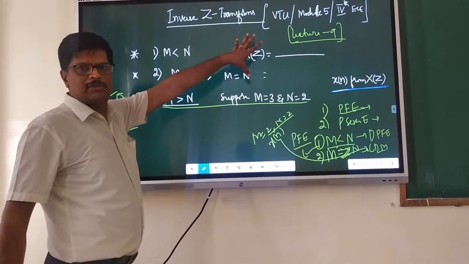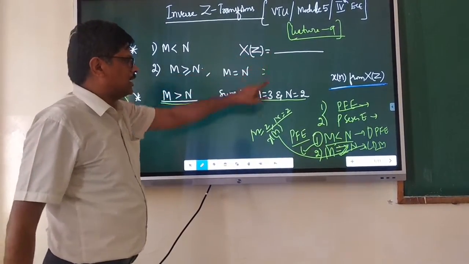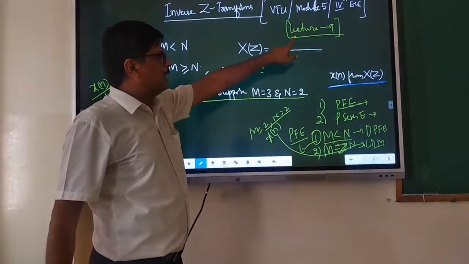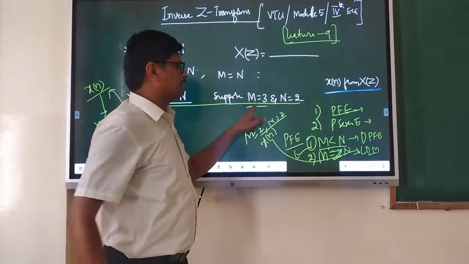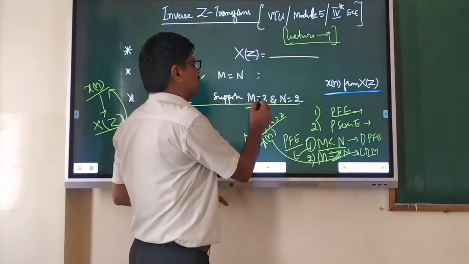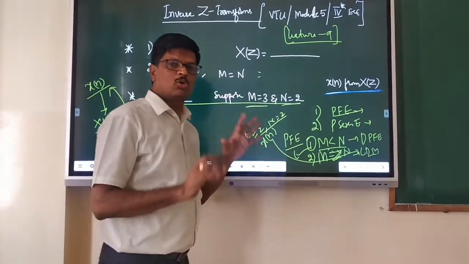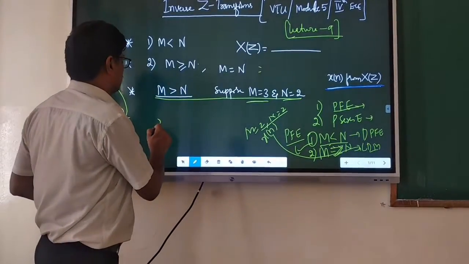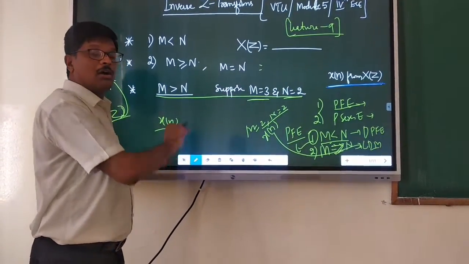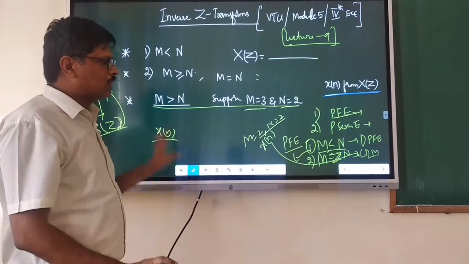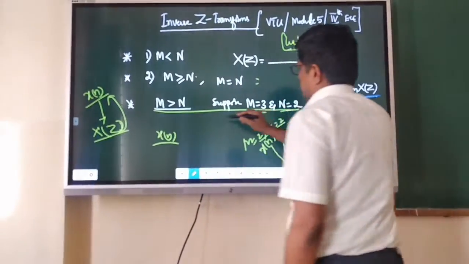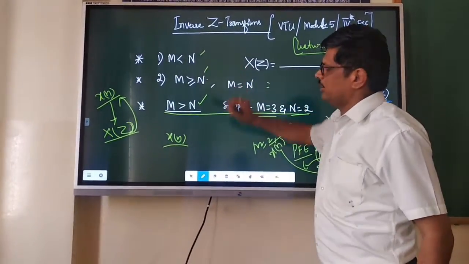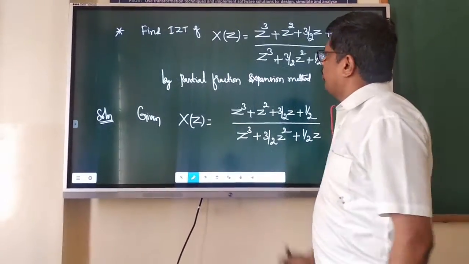Today's topic is a complex transformed sequence X of Z where the numerator power is greater than n, that means m is 3 and n is 2. How do we get back the original signal X of n from such a complex signal? We'll see through one example. Today's topic is this; the other two were done previously.